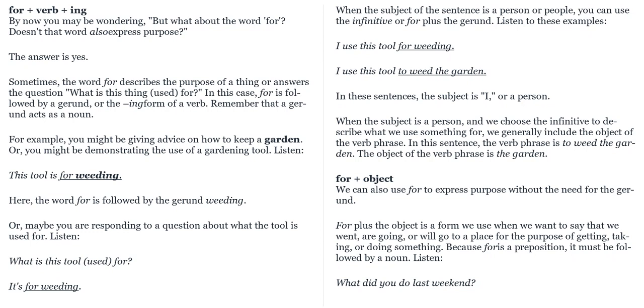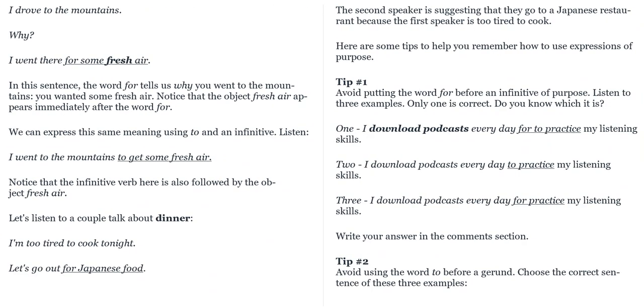We can also use for to express purpose without the need for the gerund. For plus the object is a form we use when we want to say that we went or are going or will go to a place for the purpose of getting, taking, or doing something. Because for is a preposition, it must be followed by a noun. Listen. What did you do last weekend? I drove to the mountains. Why? I went there for some fresh air.